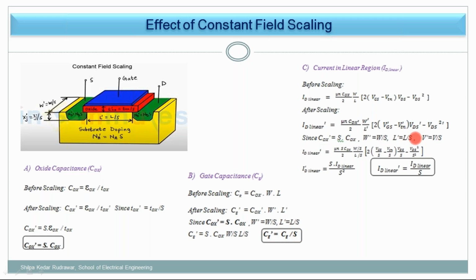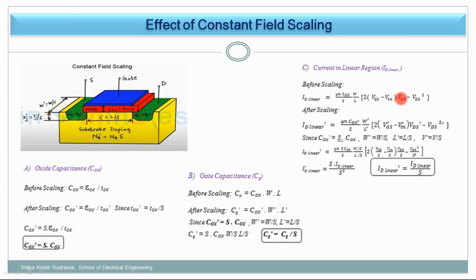Now over here, what you are able to see is current in the linear region. What is the equation of current in the linear region? It is dependent upon VGS, VT, and VDS. This equation we have already taken, so I'm not going into more detail. I have written ID linear, that is drain current in the linear region, is nothing but mu n Cox, and so on. Now, as you know, in constant field scaling, all the parameters are scaled down by S. So here VGS is also scaled down by S, so it will be VGS by S. VTN will also be scaled down, so it will be VTN by S.